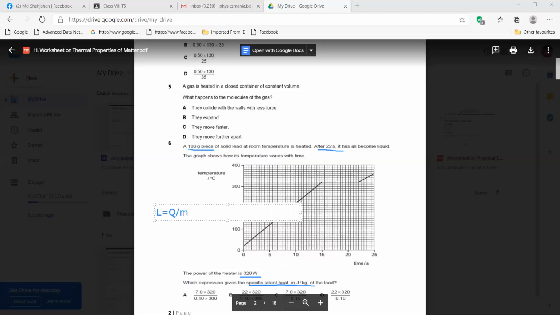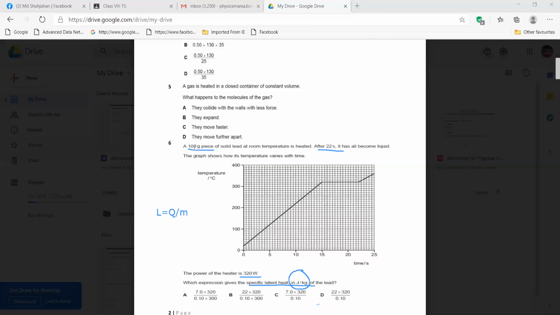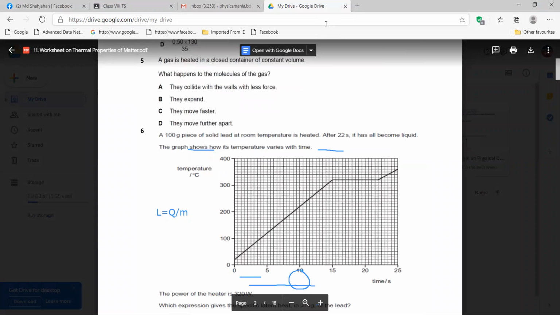Look, Farabi, they are saying one very important thing: you have to find the answer in joule per kg. Look how they are making the question difficult for the learners. They are asking you to find the answer in joule per kg. So you have the mass in gram, and if you have it in gram, then you have to convert it to kg.